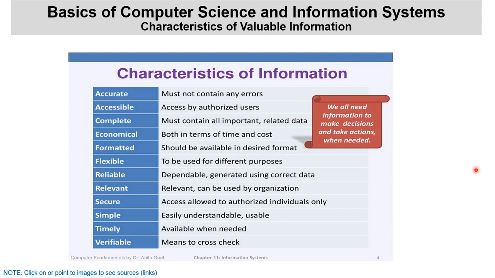So, to be able to use data, you need to understand, when they are transformed into information, why or how it should be useful. And that's why we listed a number of characteristics of valuable information here. If you see any information, it has to be accurate, must not contain any errors, and should be easily accessed by users. It should be complete, containing important information or data.